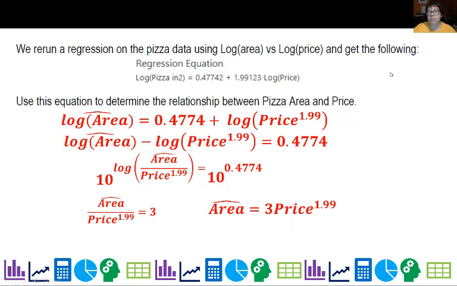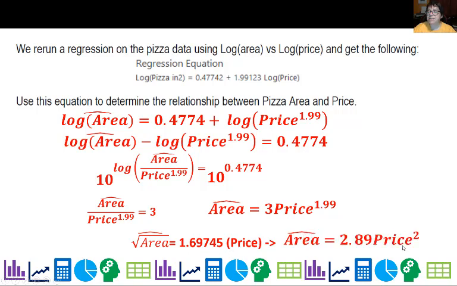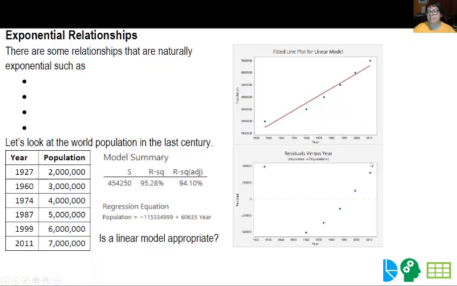So having done my regression with logs of both variables, I can work backwards and say, oh, here's my equation. Now, just out of curiosity, how does that compare to our square root formula? Well, that was square root of the area is 1.6974 times price. If I square both sides, I get something really close to what I had here. 2.89 times price squared is 3 times price to the 1.99. So they're slightly different because they were obtained in different ways.